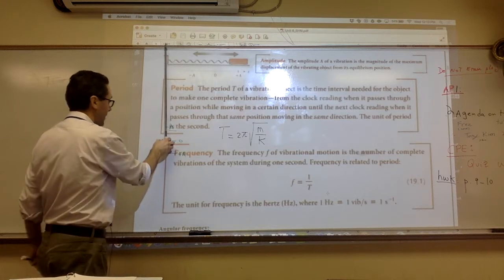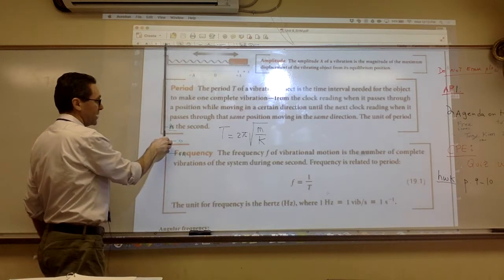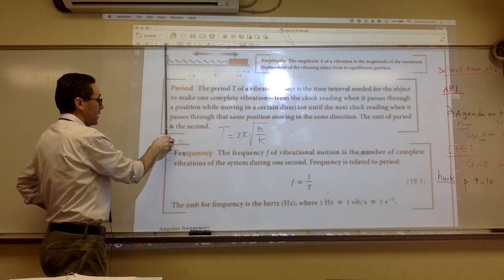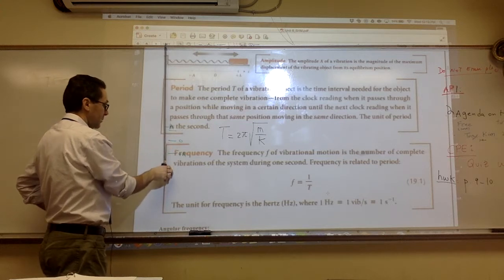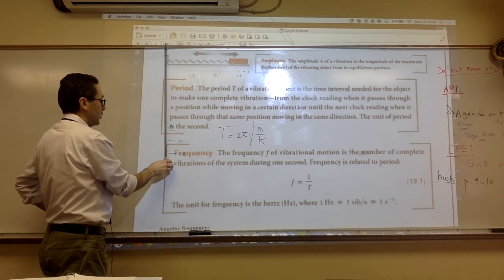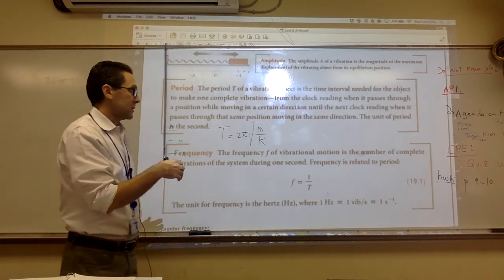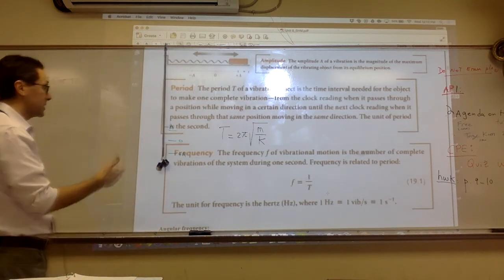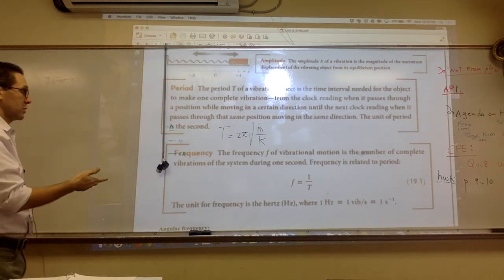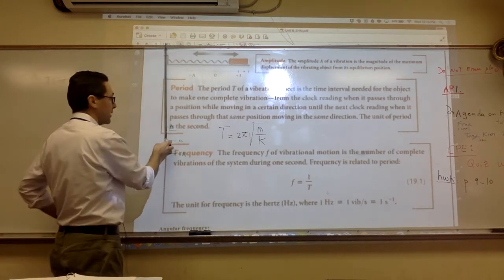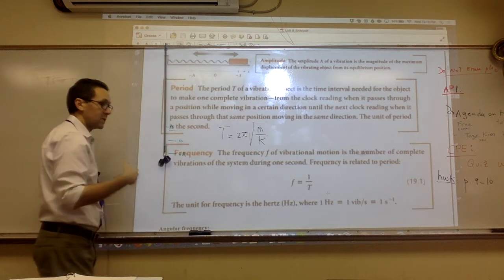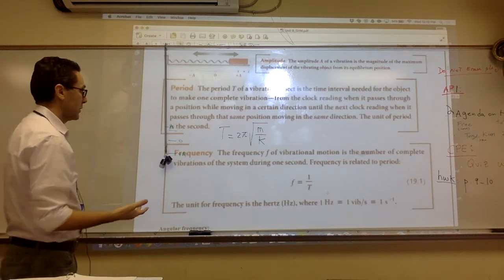If I have a heavy mass, more mass means more inertia, which means it's going to take a longer time to get down there. It's going to take a longer time to go back. So in other words, more inertia means more resistance to change. If it's heavy, it's going to resist more, which means it's going to take longer.